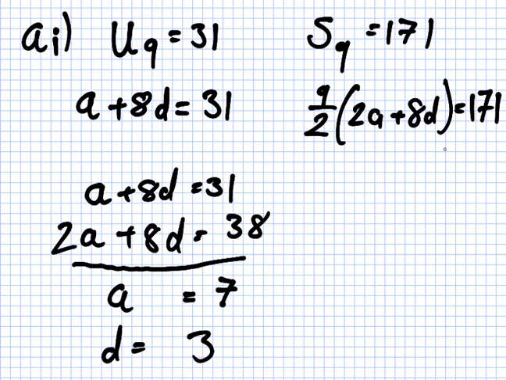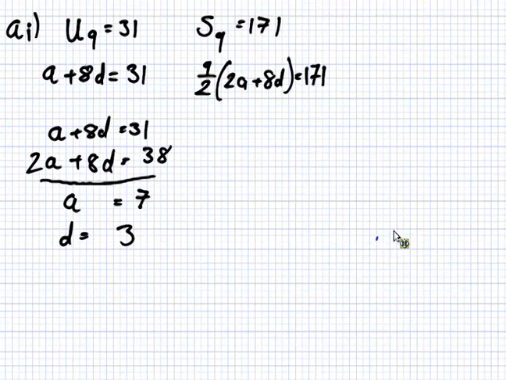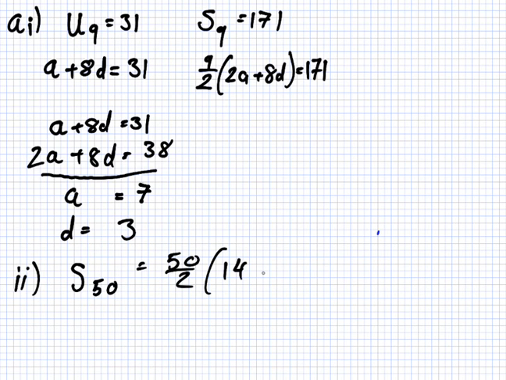Then for part 2 they want the sum of the first 50 terms. So we just use our formula again. S50 is 50 over 2, 2A plus n minus 1 times D equals 4025, is what I got. So there you go, that's 7 marks already.